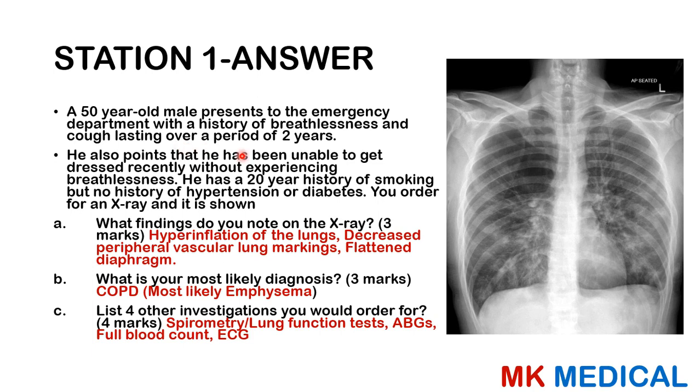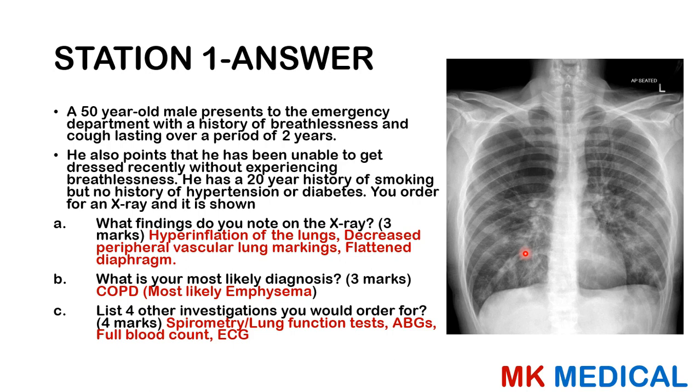So you have this hyperinflation of the lungs. If you actually count the posterior ribs, we have 1, 2, 3, 4, 5, 6, 7, 8, 9. About 9 posterior ribs that are showing. That usually is a feature of hyperinflation of the lungs. And the lungs just appear larger than they normally do.